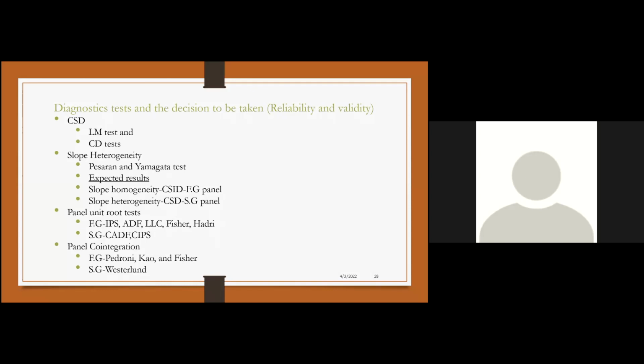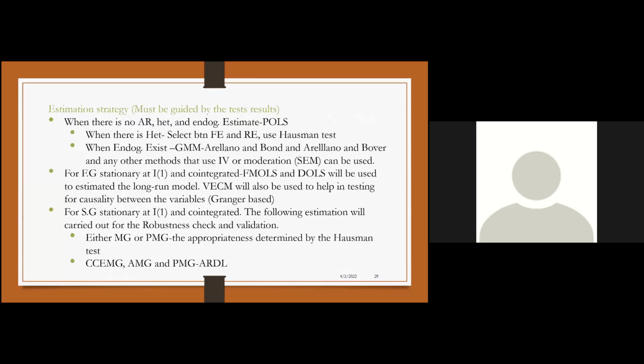After that, we go through what we call panel cointegration to check whether there is a long-run cointegration. But since we have not yet conducted the study, I also propose that we will be able to do either the first generation or second generation panel cointegration test. The first generation cointegration tests are Pedroni, Kao, and Fisher, and the second generation test for panel cointegration, where a long-run relationship exists, is by Westerlund.